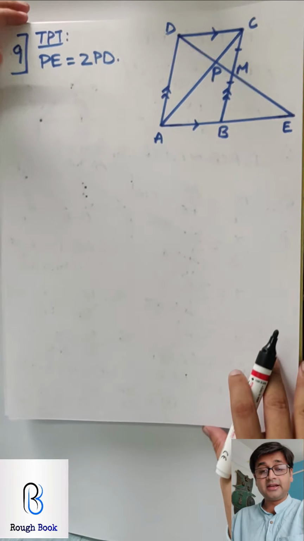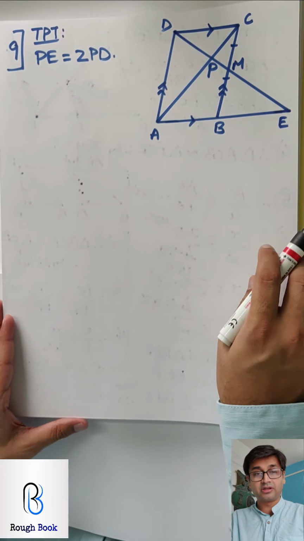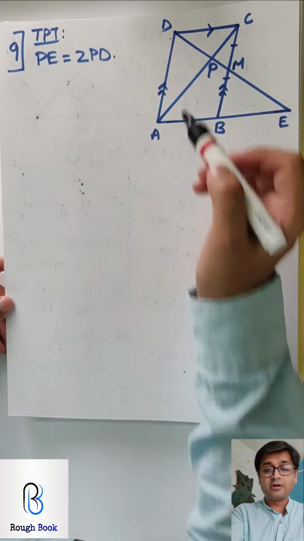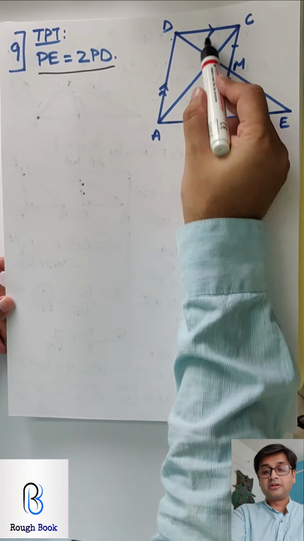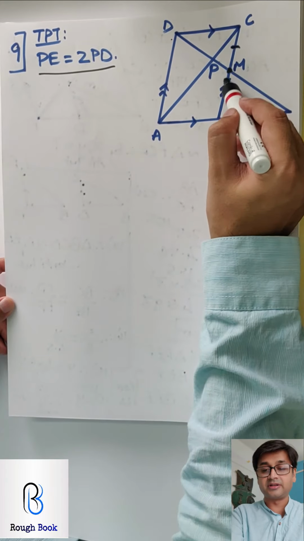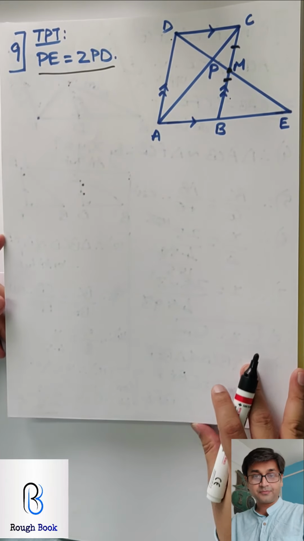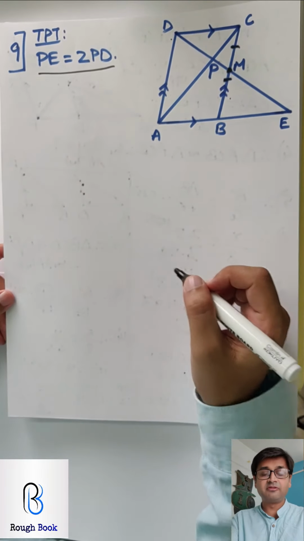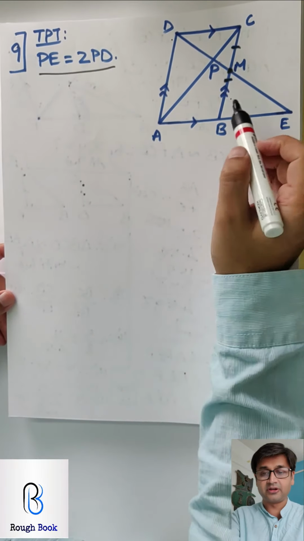Sum number 9. Come on everybody, 9 is a good question. I want you to think how to go about it. PE double of PD is what you have to prove. These two are parallel, and M is the midpoint is what they said. It's tough. Not tough, but you have to use a lot of logic. So please be with me for the start. Listen to me carefully, okay?